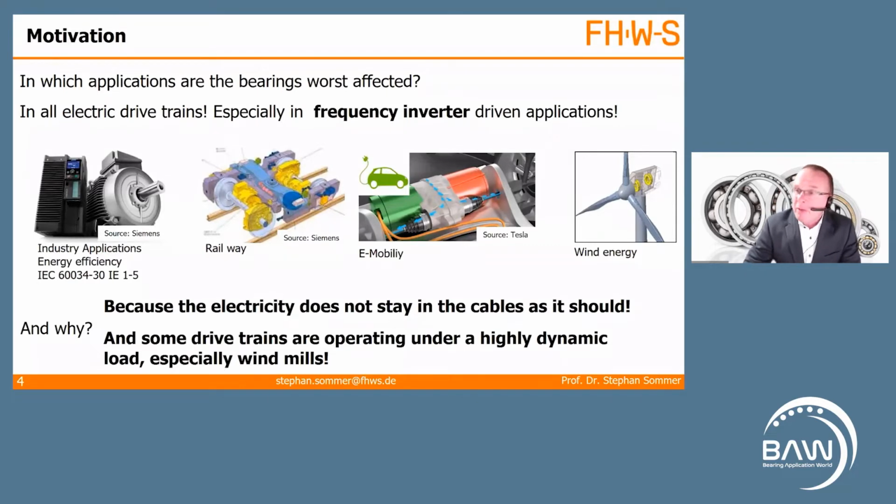In which applications are the bearings worst affected? The answer is in all electric drivetrains, especially in frequency inverter-driven applications. This could be in industry applications with motors and electric inverters, frequency inverters, railways, e-mobility, and wind turbines. And why? Because the electricity does not stay in the cable as it should, and some drivetrains are operating under highly dynamic load, especially windmills.